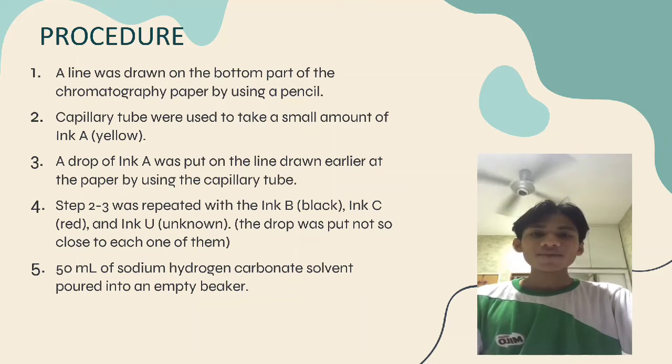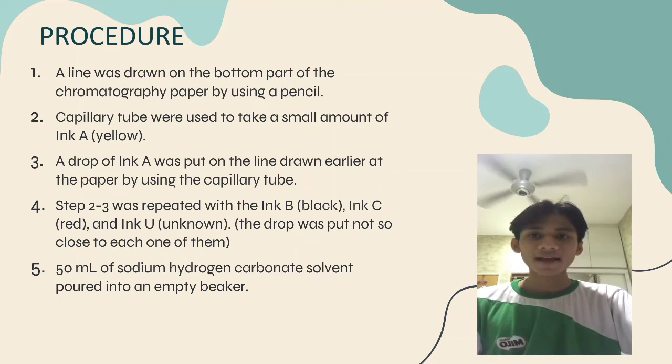Now, I will talk about the procedures of the experiment. First step, a line was drawn on the bottom part of the chromatography paper using a pencil. Next, a capillary tube was used to take a small amount of ink A, which is colored yellow. A drop of ink A was put on the line drawn earlier on the paper using the capillary tube. Next, steps 2 and 3 were repeated with ink B, which is colored black, ink C, which is colored red, and ink U, which indicates an unknown solute. The drops were put not so close to each other.